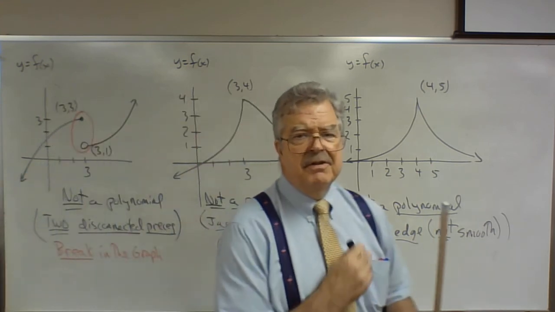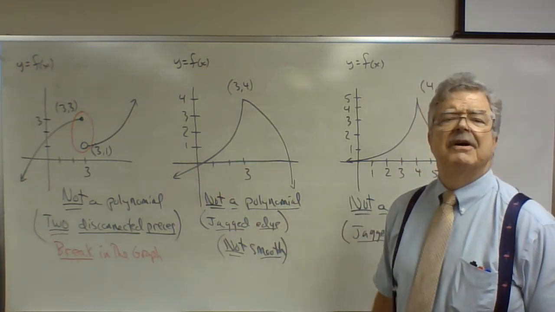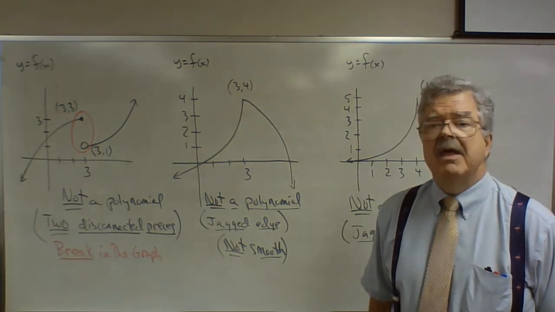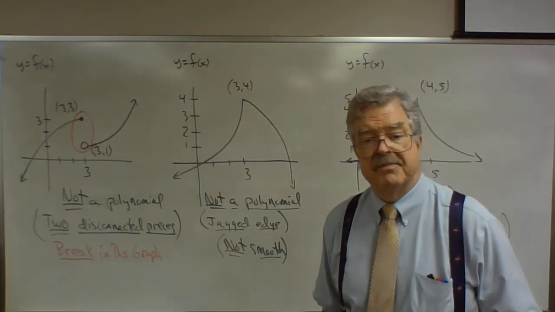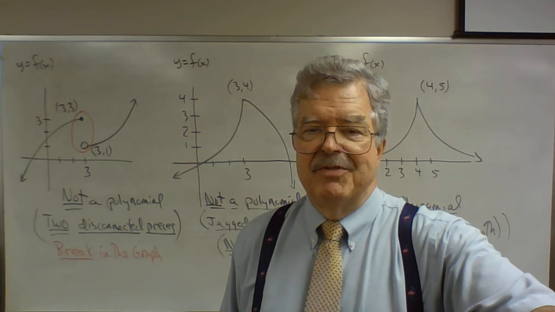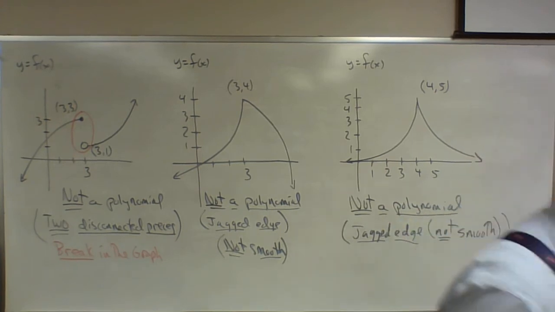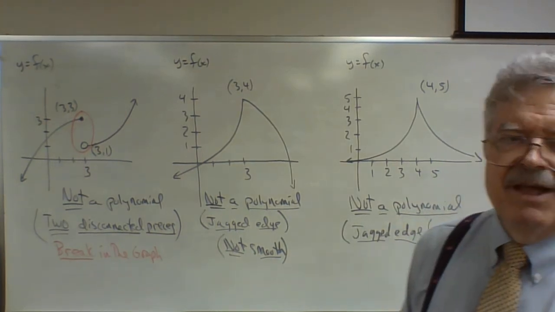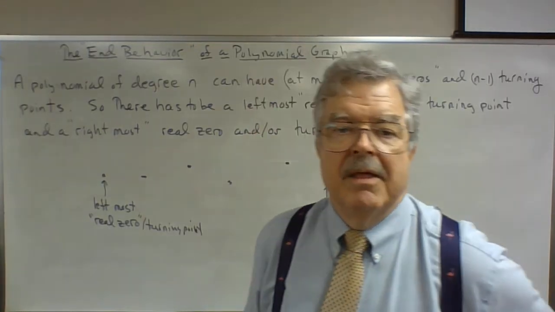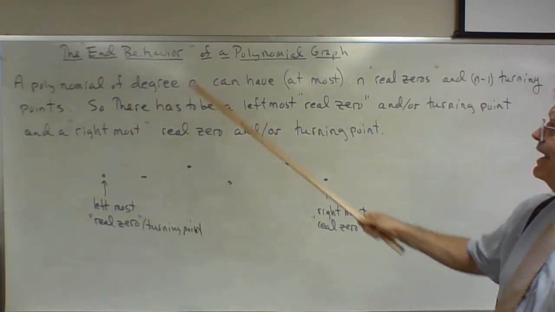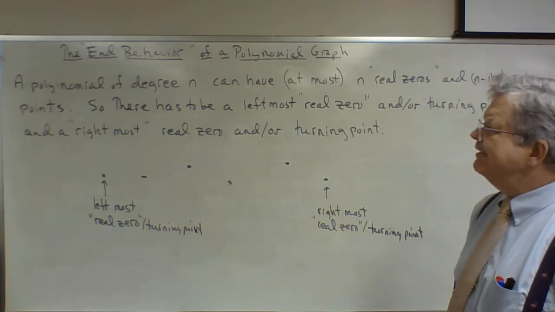So qualitatively, these are some of the things that tell us which graphs of functions could be polynomials and which graphs of functions could not possibly be polynomials. Now, at the end of this lecture, we're going to talk about end behavior. Okay, here we come to the end behavior of a polynomial graph. And here's the fact of the matter.